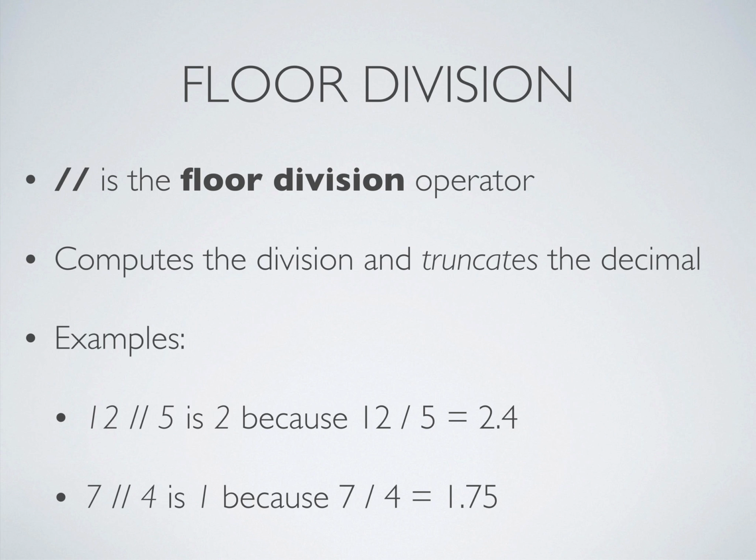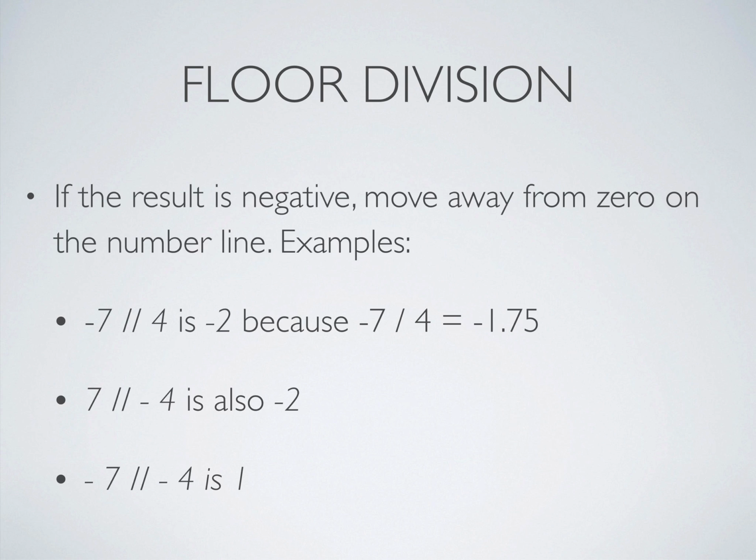For negative numbers, again, just move to the left on the number line. Move away from 0 on the number line. So for example, if you have negative 7 floor division 4, if you do this division, negative 7 divided by 4, you get negative 1.75. Move to the left on the number line to get the floor division. So the result of negative 7 floor division 4 is going to be negative 2. Again, for negative numbers, move away from 0, move to the left on the number line, always.